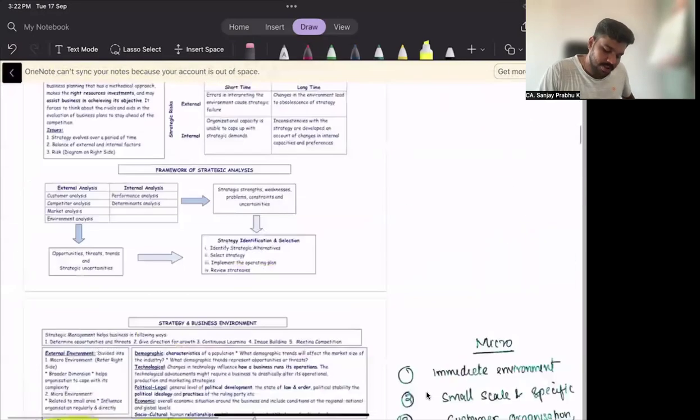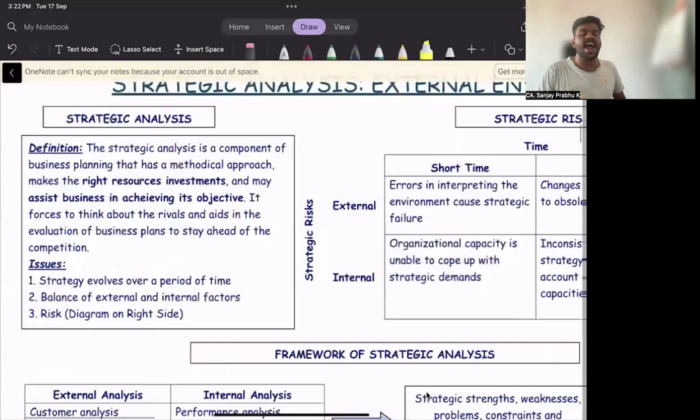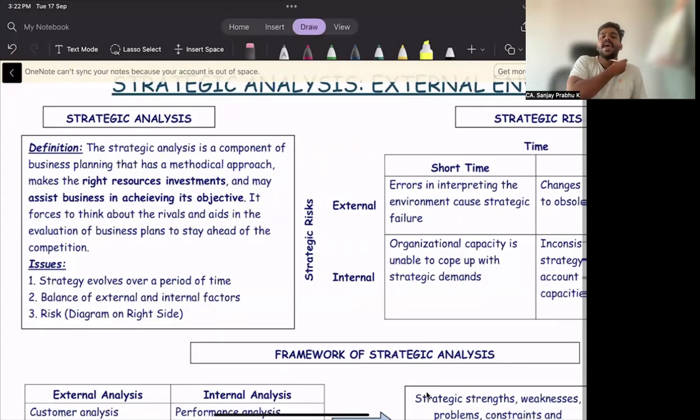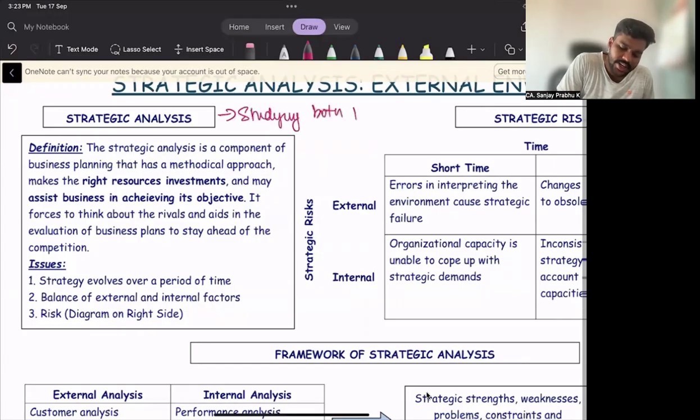Now moving on to the next topic, that is strategic analysis. These are very simple topics. Strategic analysis means you are analyzing the environment. You are studying the environment. Environment means both internal environment and external environment.